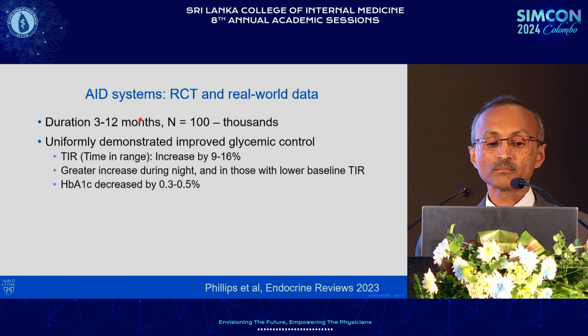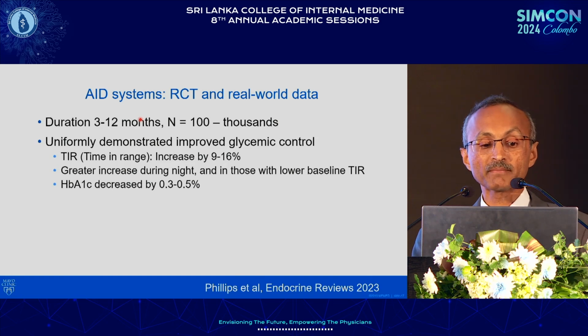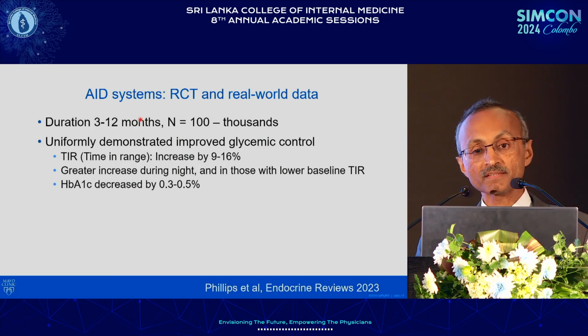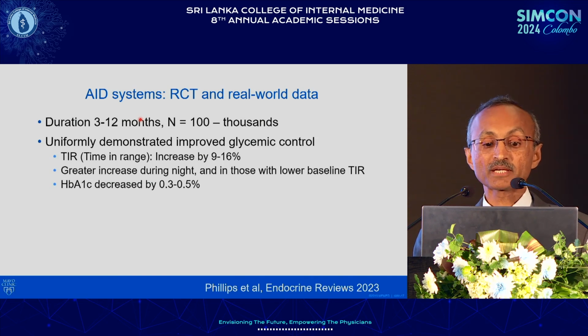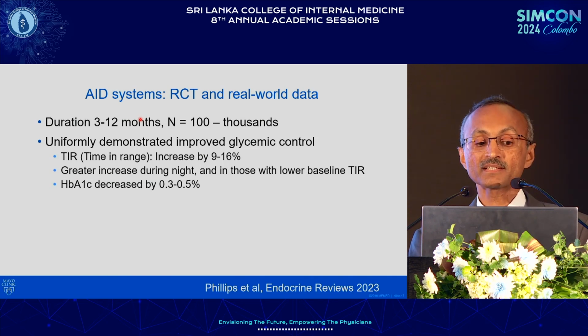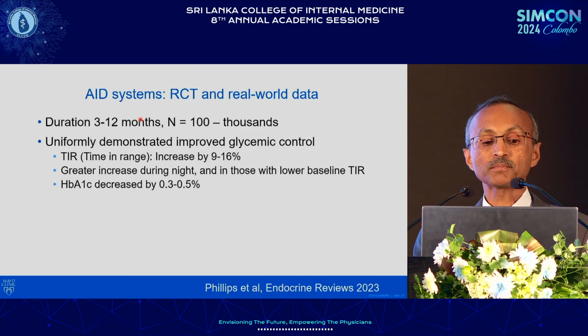What they have uniformly shown is an improvement in glycemic control. The glycemic control we want to look at mainly is the time in range. Since we have continuous glucose monitoring, we now want to look at how long during the day the blood sugars were between, say, 70 to 180, which we think is the sweet spot. Uniformly, there was an increase by about 9 to 16% in the time in range, and this was much greater in people who are already doing badly. Obviously, you can't improve on something that's good. Also, the A1C decreased by about 0.3 to 0.5%.